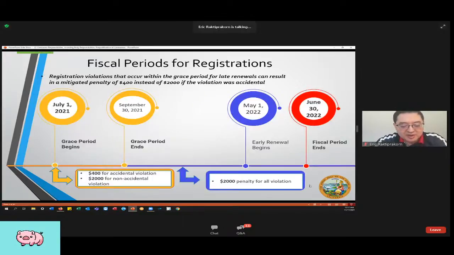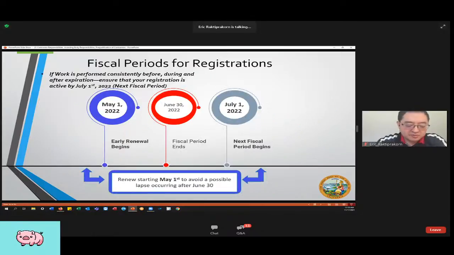When it comes to possible penalties associated with our registration system, a penalty will be assessed for a registration violation. From July 1st to September 30th, it's possible to be assessed a mitigated penalty of $400 for a registration violation that is accidental. If a violation is not accidental, a $2,000 penalty will apply. Any violations that occur after September 30th will be assessed a $2,000 penalty regardless of whether or not the violation is accidental. Next slide, please.